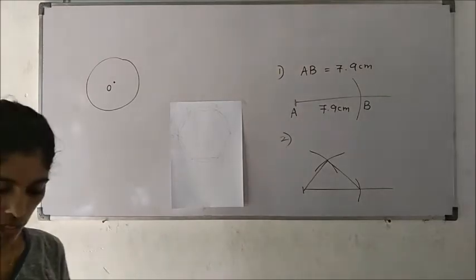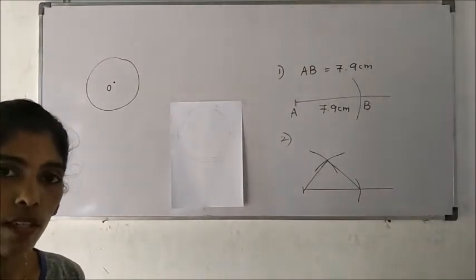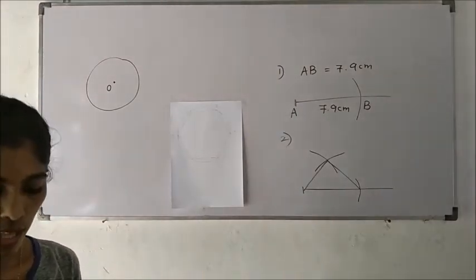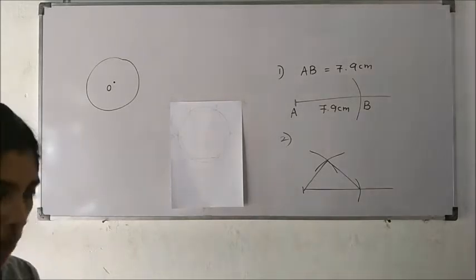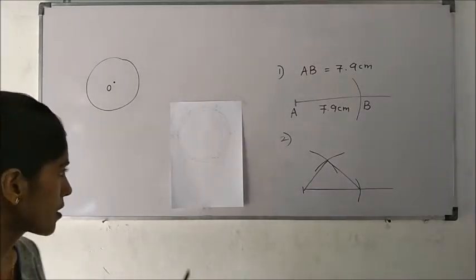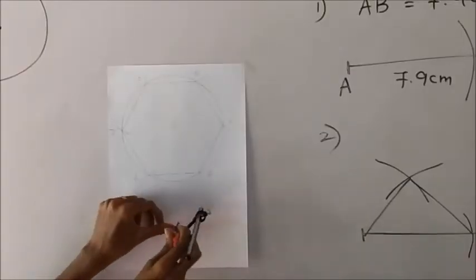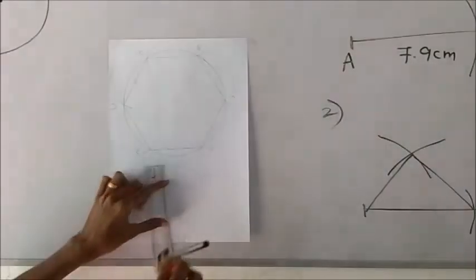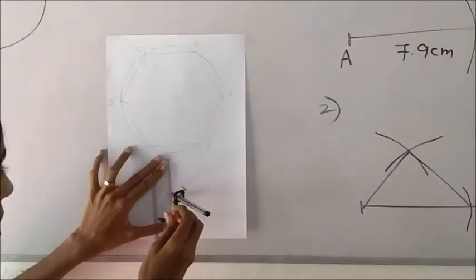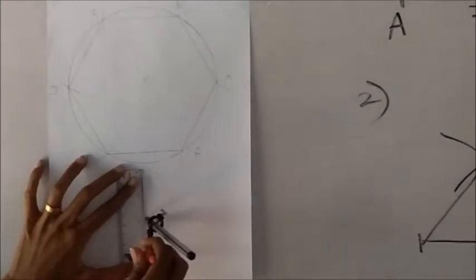Next, the other method is with the help of the equilateral triangle. I changed the length now. Take the length that you are given. A small length I have taken. Firstly, we need to construct that equilateral triangle. See how I am constructing it.